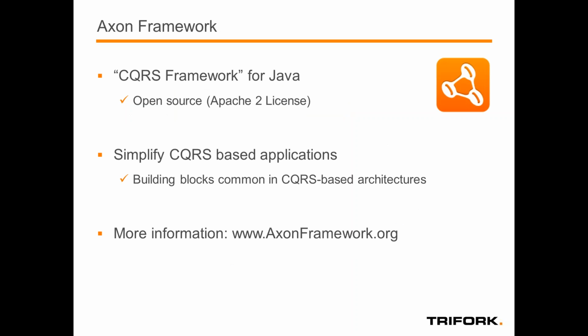And that's what I want to talk about today, and how to do that with Axon. For those who don't know, Axon is a CQRS framework for Java. It's open source. It has an Apache 2 license, so basically you can just freely download the source code and modify it as you like. And the goal of Axon is to simplify CQRS-based applications, and it does so by providing building blocks to components that are really common in a CQRS architecture.